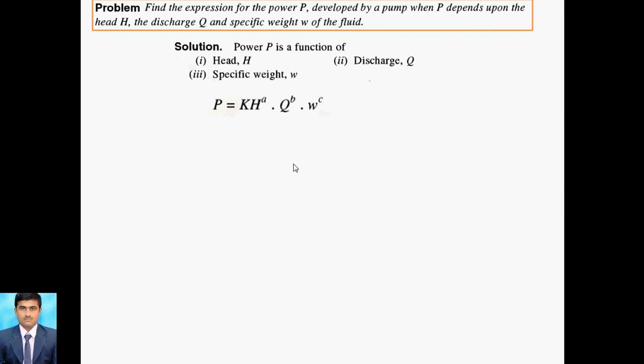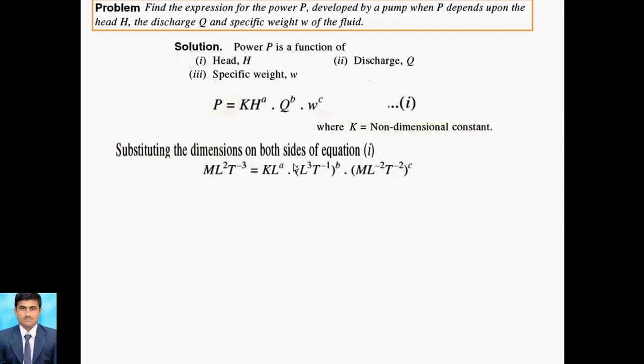So this is equation number 1. Here we put the values of fundamental dimensions. We can substitute the values in dimension format. So power is M L square T raised to minus 3. Then K as it is. Then H, which is height, so we can write L raised to a, only considering length. Q means discharge, so L cube T raised to minus 1, raised to b. Then W, that is specific weight, is M L raised to minus 2 T raised to minus 2, raised to c.